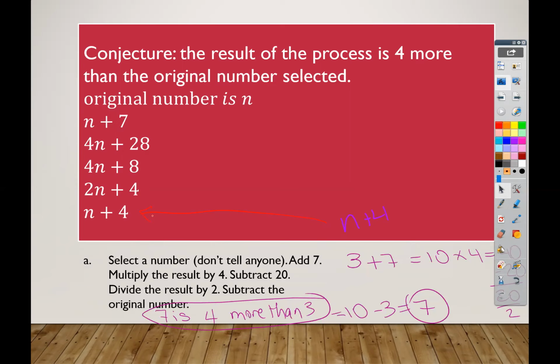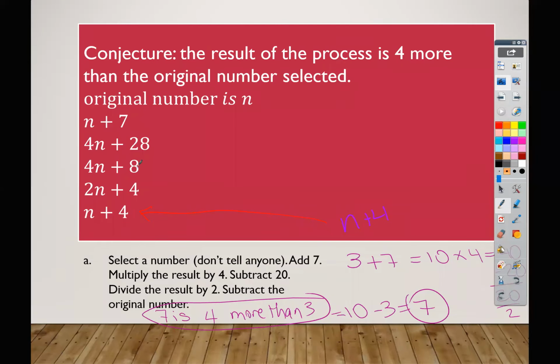So the conjecture in C: if you put in n plus 7, then multiply that by 4, subtract the 20, you would get 4n plus 8, because 28 minus 20 is 8. Divide this whole thing by 2, and you would get 2n plus 4. And then subtract your original number, which was n, so 2n minus 1n is n plus 4. And there you go, you have your conjecture. So that is deductive reasoning.